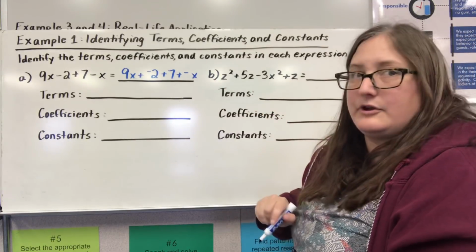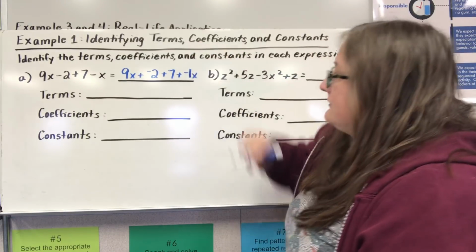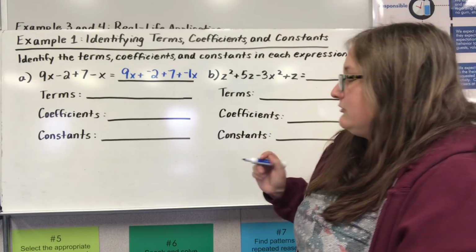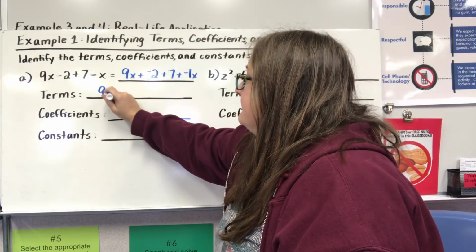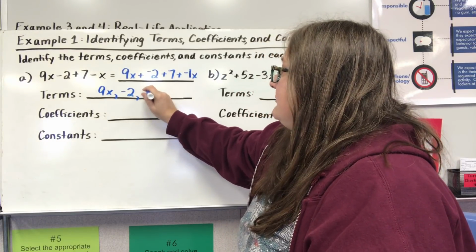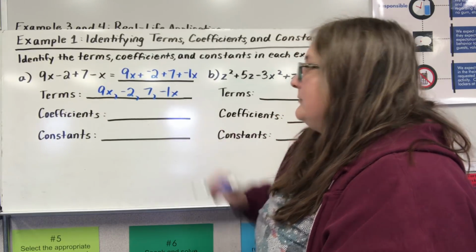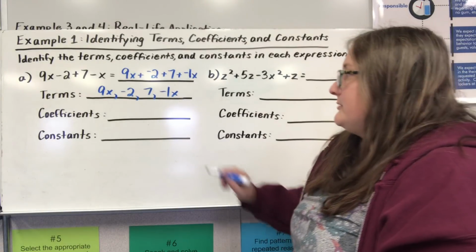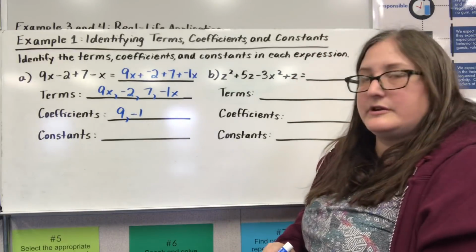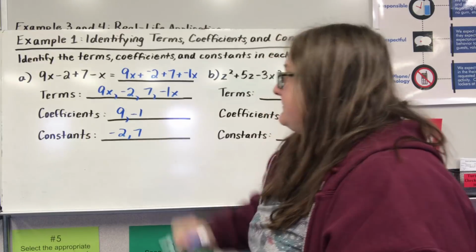Now this one right here just says minus x or negative x. I can put a number in there. There's always a number. In this case, it's a 1 because a single x is just 1x. So I like to add in that number right there. So my terms are 9x, which is being added to negative 2, which is being added to 7, which is being added to negative 1x. My coefficients are the numbers that go with variables, so 9 in this case and negative 1. And constants are the numbers that are by themselves, so negative 2 and 7.